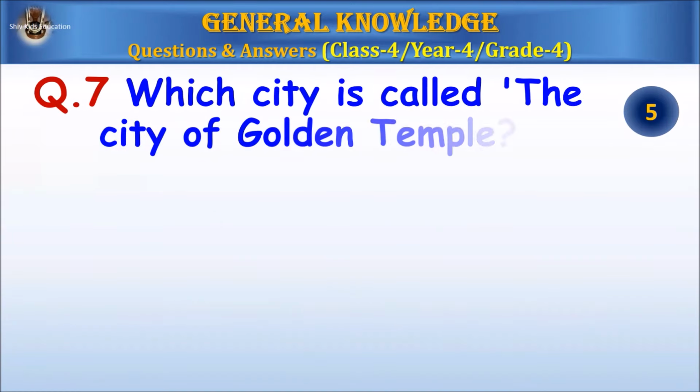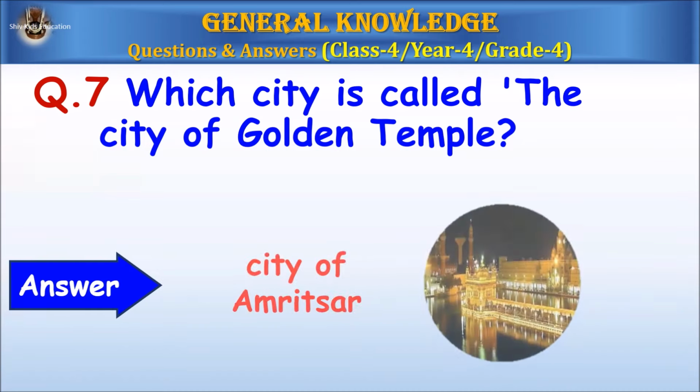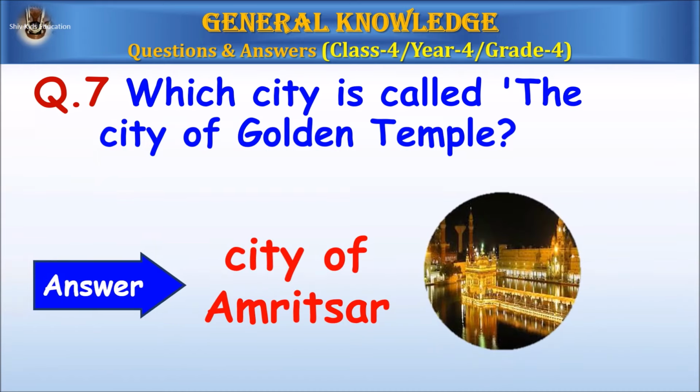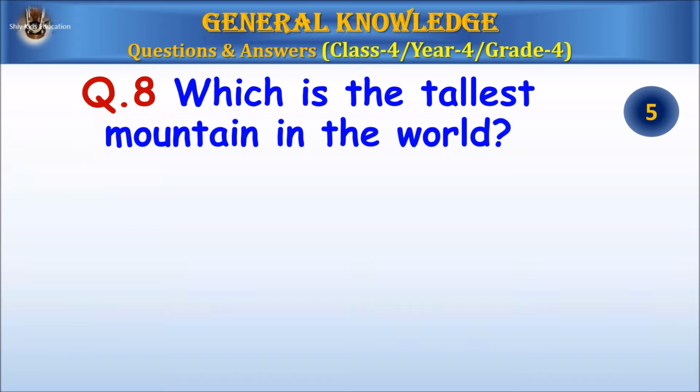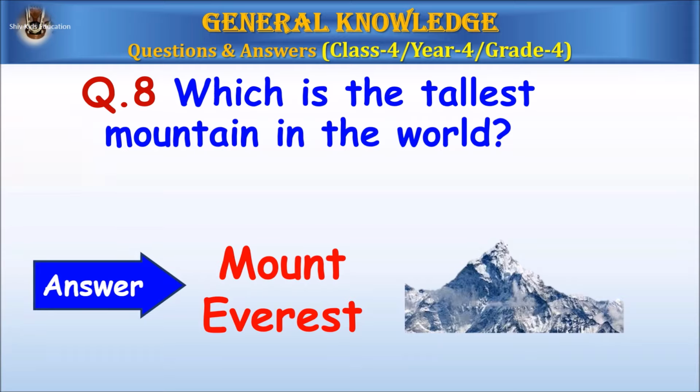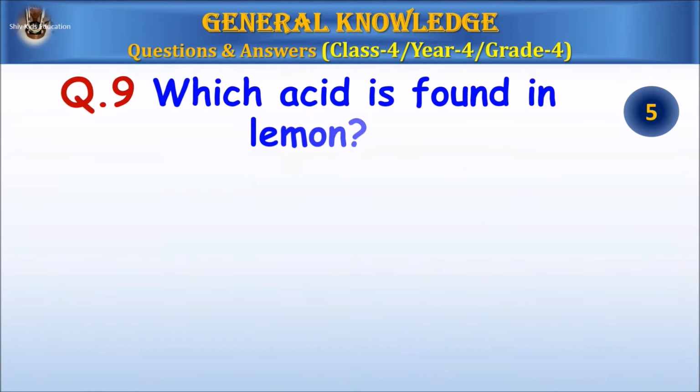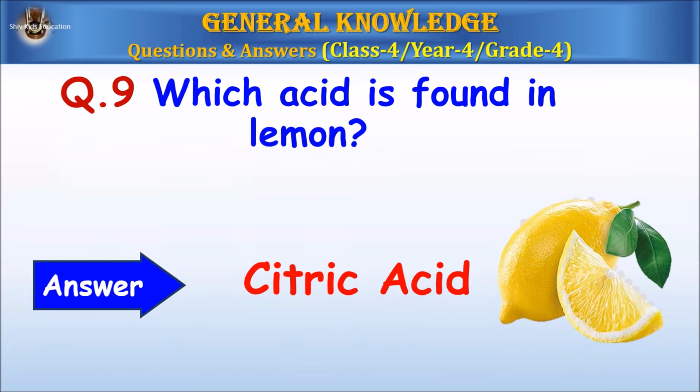7. Which city is called the City of Golden Temple? Answer: the City of Amritsar. 8. Which is the tallest mountain in the world? Answer: Mount Everest. 9. Which acid is found in lemon? Answer: citric acid.